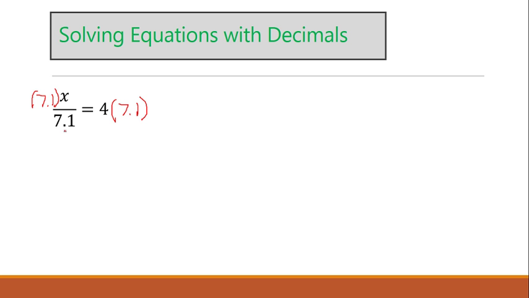So you'll notice that as you progress through your careers in math in high school and beyond, we often don't write the times symbol anymore. We'll put parentheses and put the number right next to it. That indicates multiplication. So when I write it like this, the 7.1s here will both cancel. And this does mean 4 times 7.1. You could always check that on a calculator, 4 times 7.1, and we get that our answer is 28.4.